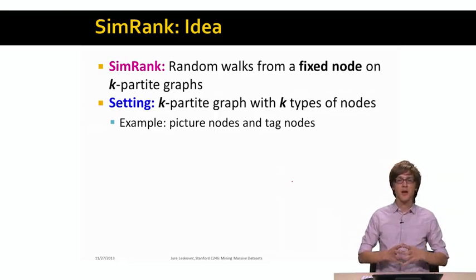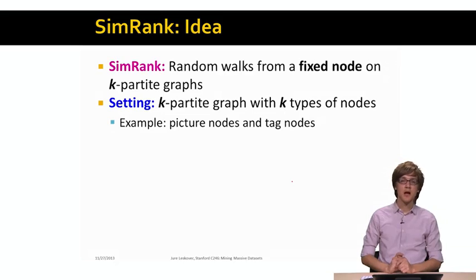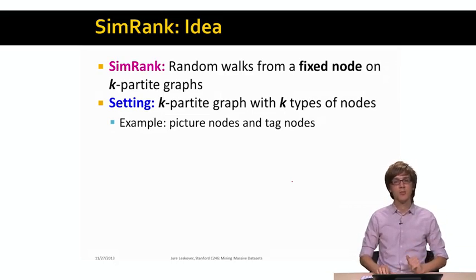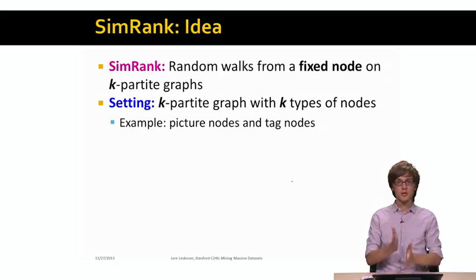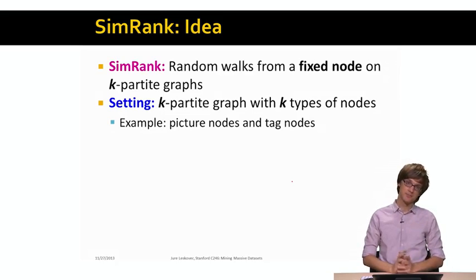SimRank is basically a random walk with restarts from a single fixed node, right? And what is interesting is that SimRank was initially proposed on what are called k-partite graphs, where the idea is that we have different types of entities. Imagine we have k different types of entities, and now we create a k-partite graph where entities of one type are linking only to the entities of another type. So for example, we could create a graph where we have two partitions. One is a set of all the images, and the other one is a set of all the tags on the images. And now the idea is, how do we measure similarity between a pair of images?